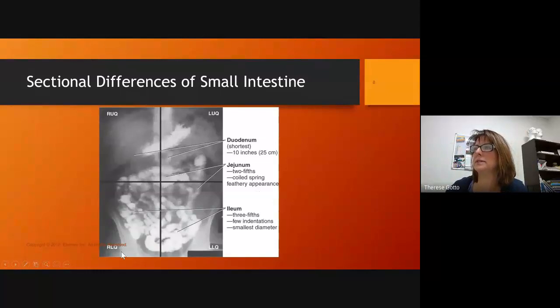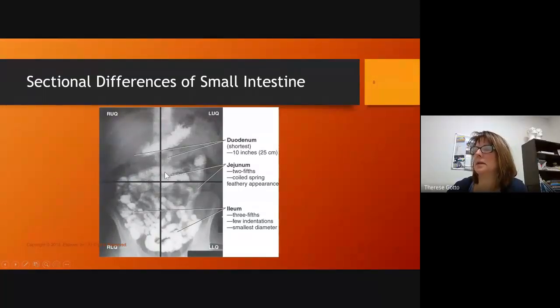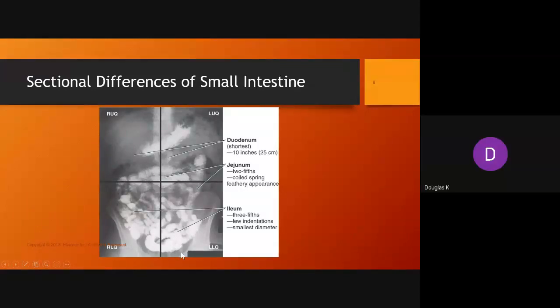What orientation is this? Is this supine or prone, you guys? Look at the pelvis. Anybody? Prone. Very good. Okay. So we have a right upper, left upper, right lower, left lower. Okay. So where's our appendix going to be? Where's our ileocecal valve going to be? Right lower quadrant. Very good.